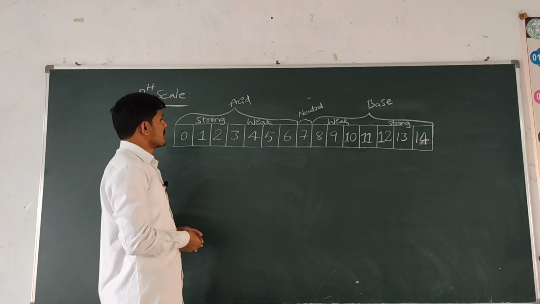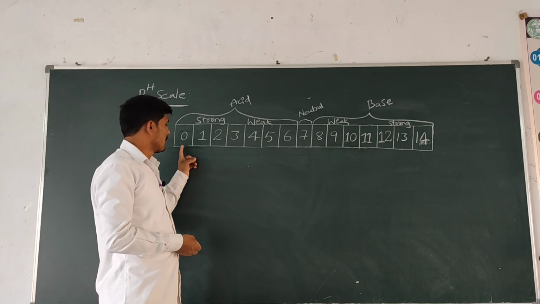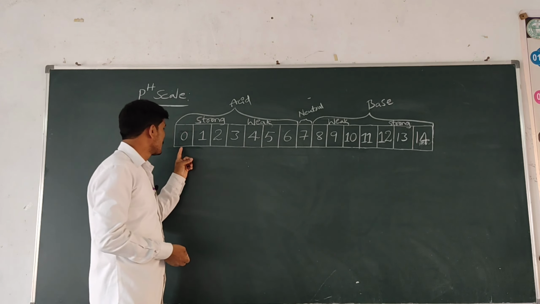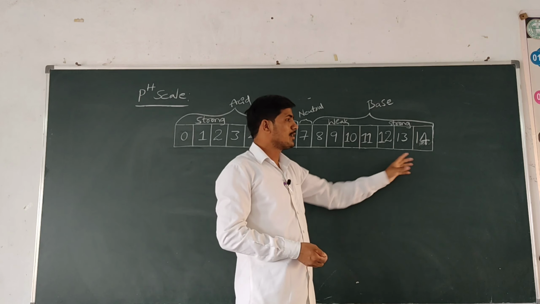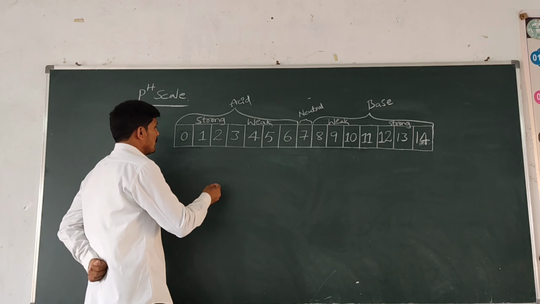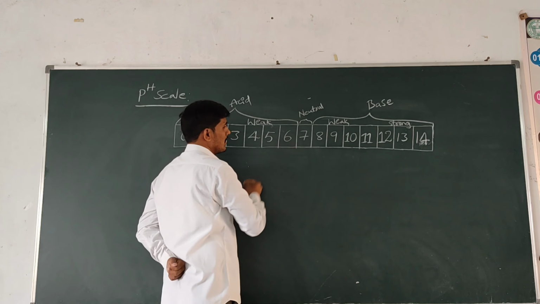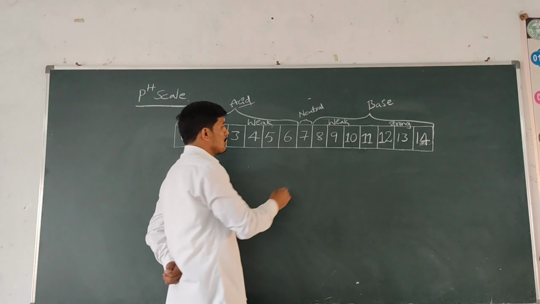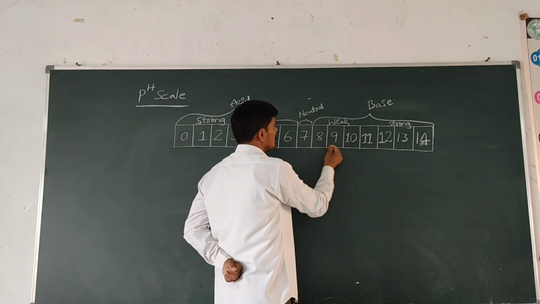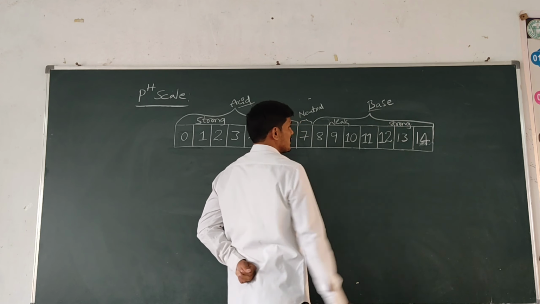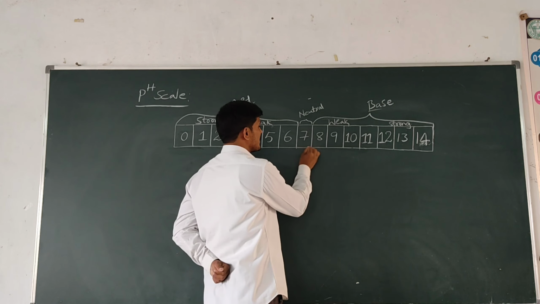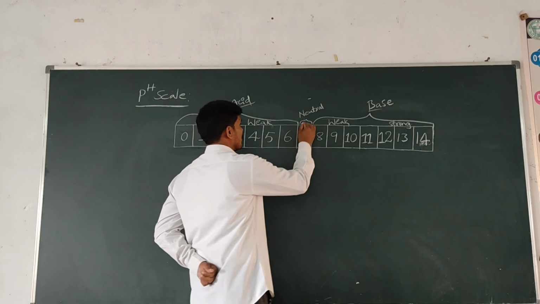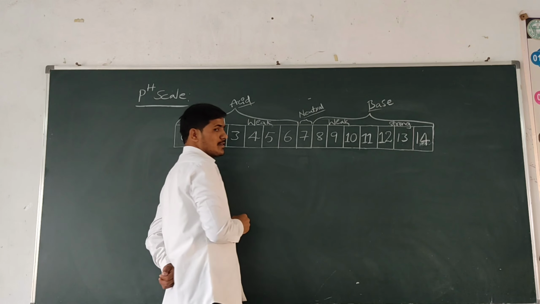This is a pH scale. The pH scale has units from 0 to 14. Below 7 indicates the acidic nature of the solution. Above 7, from 7 to 14, indicates the basic nature of the solution. When the pH value is 7 on the pH scale, it denotes that the solution is neutral.